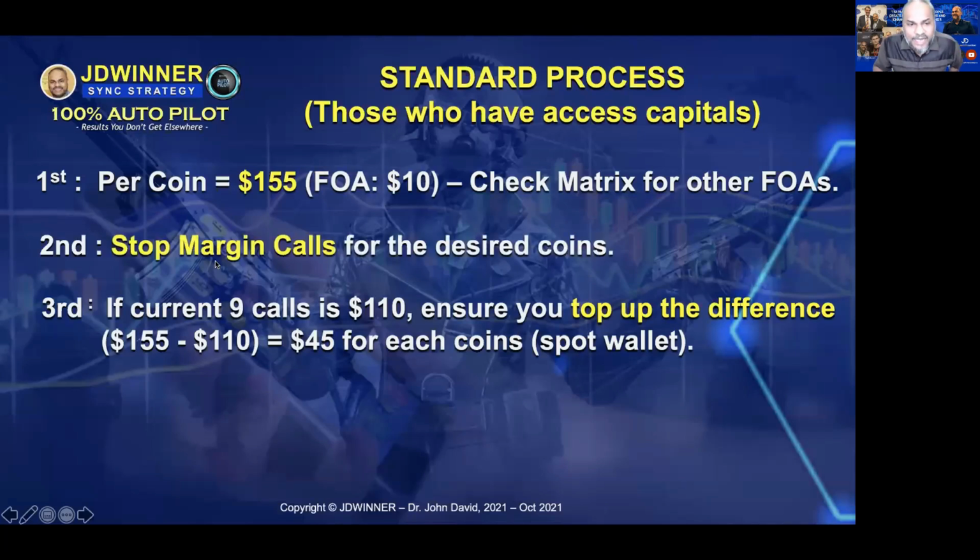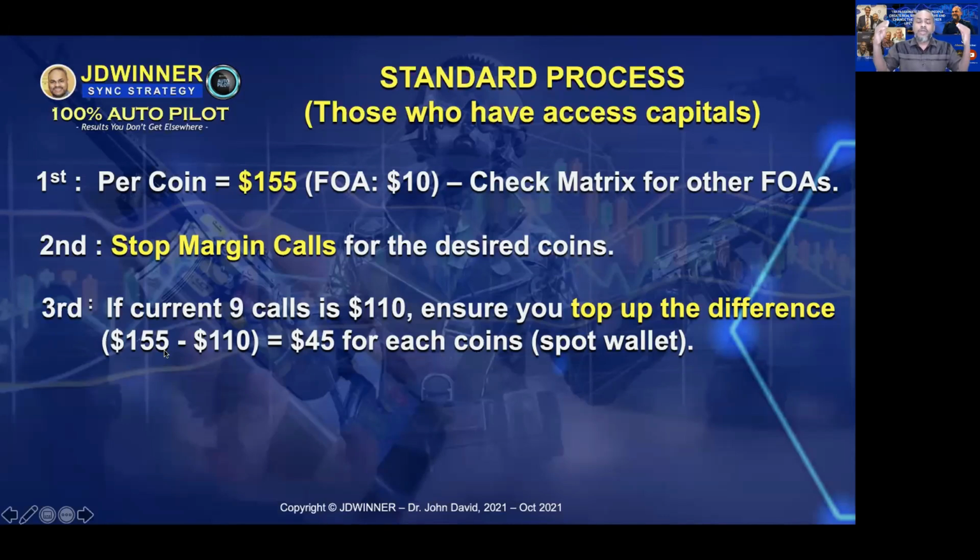So the second step is to make sure you stop the margin call for the desired coins. Please understand, if you have 10 coins, you have to stop the margin call for all the 10 coins. That is the reason why it's better to stop the margin call before you top up the difference. Because if you don't stop the margin call, sometimes the bot may still run and start to deplete your fund, and we don't want that to happen. So you stop the margin call first for all the desired coins, manually. Once you have stopped, then only you top up the difference, which is the USDT amount for each of those coins.